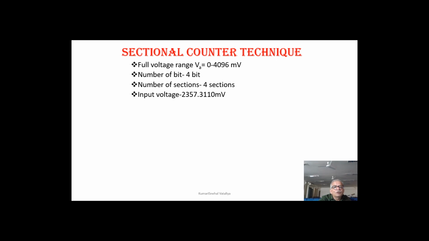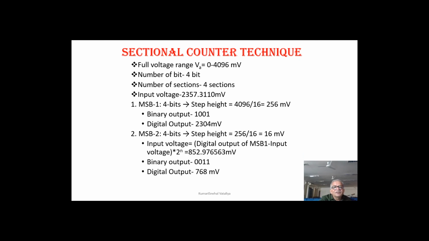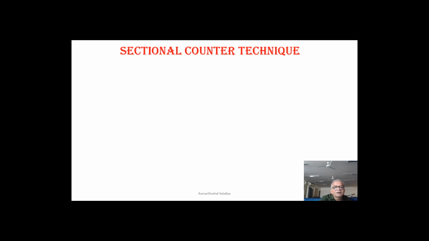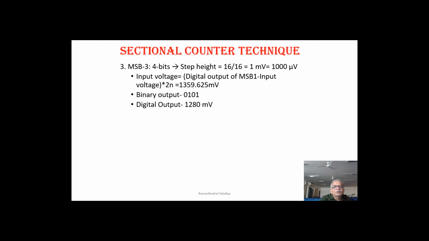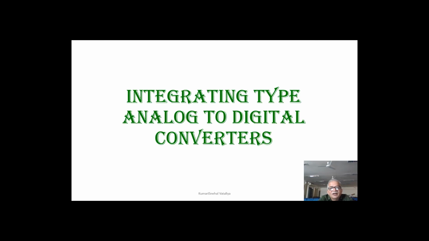So 2357.3110 millivolt is the input voltage. For the first 4 bits you get the output 2304. The second MSB you get the output 768 millivolts equivalent. The third output you get 1280 millivolts, and the fourth LSB output you get equivalent to 62.5 microvolt. So the net answer of the digital 16-bit output is this, and correspondingly you will get a resolution in microvolts.